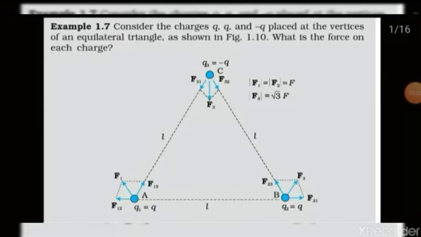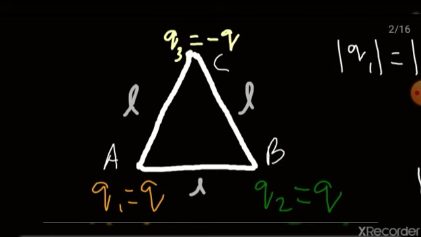Students, I am here with the solution of example 1.7 of your NCERT textbook. Here an equilateral triangle is given and at each of its vertices three charges are placed. At vertex A charge Q is placed, at vertex B a similar charge Q is there, and at vertex C a charge minus Q is placed. I have shown the charges separately here.